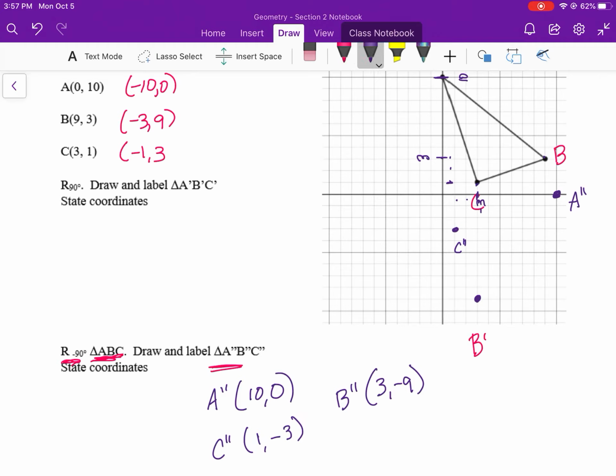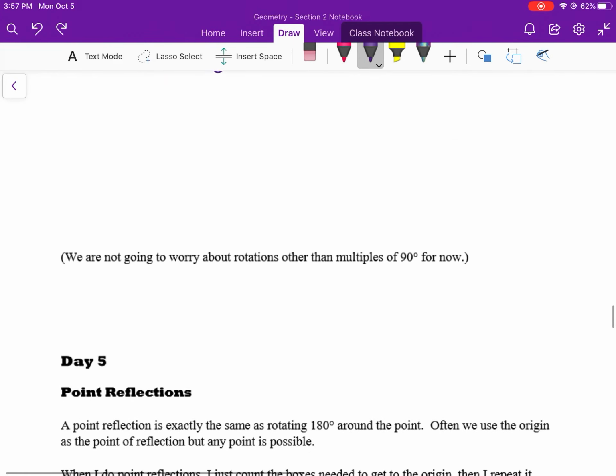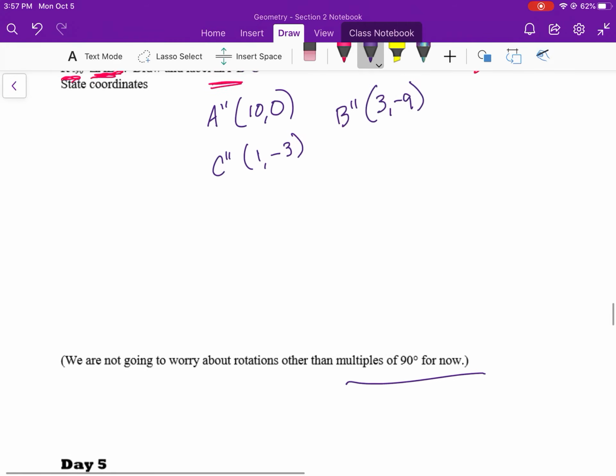Oh, I changed colors, didn't mean to do that. Okay, so then I have my triangle like this, and I look at that and I say, oh, it kind of looks like it. Now, if I would have kept the other one there, then I would have, let's see, let me draw that one in, -10, 0, -3, 9, and -1, 3. I could have these awesome kind of things, and if I rotated it one more time, then I would have a really cool looking picture I could color, but I'm not doing that. All right, so we're just doing multiples of 90 for now.